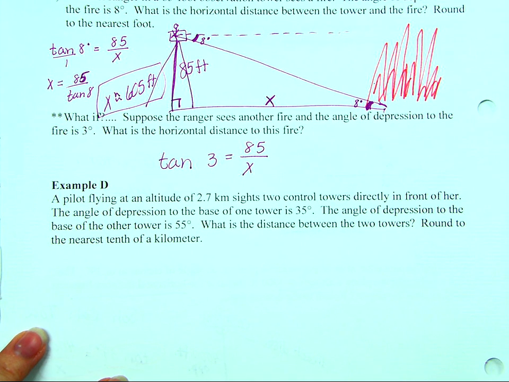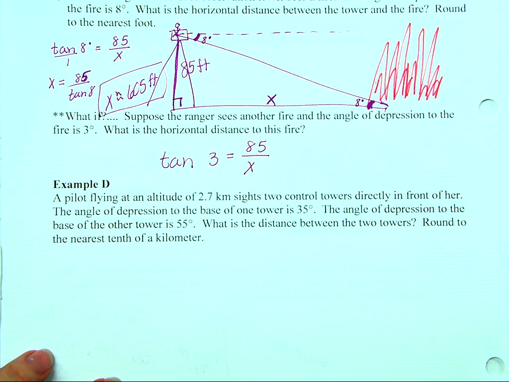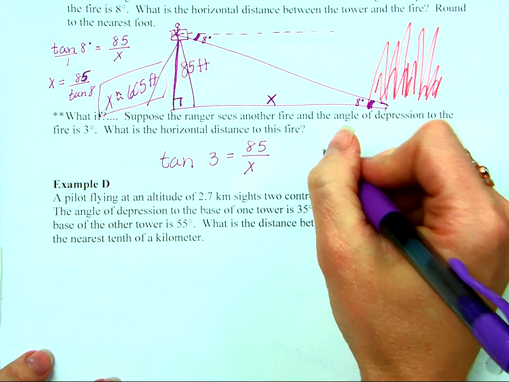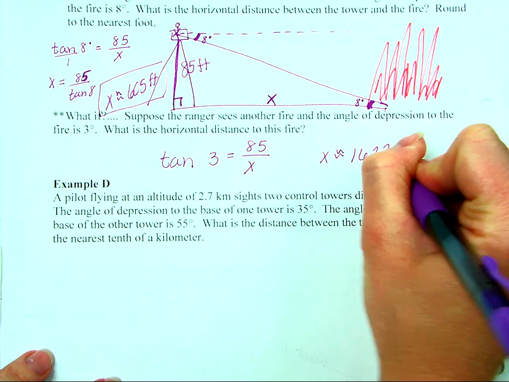So when I take my 85 and divide by tangent of 3, I should get a larger answer. And in fact, if you were to calculate that, you should find that you get about 1,622 feet.